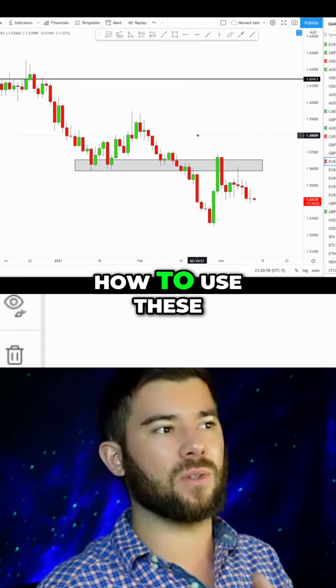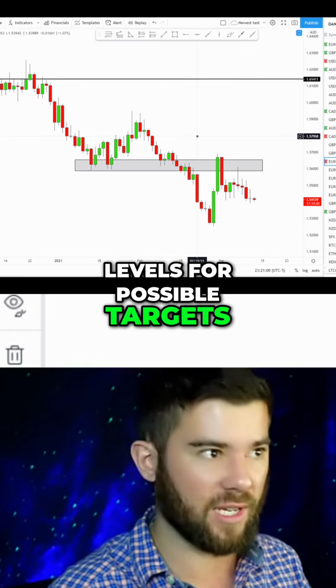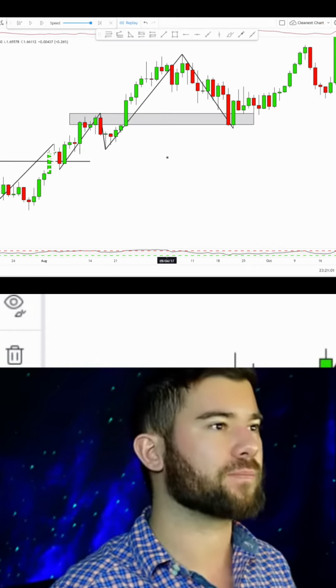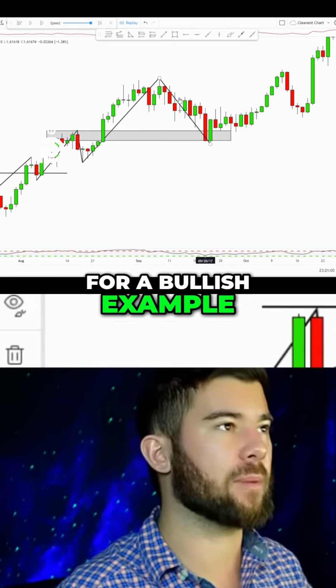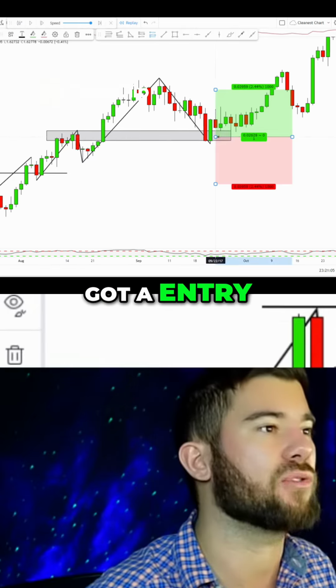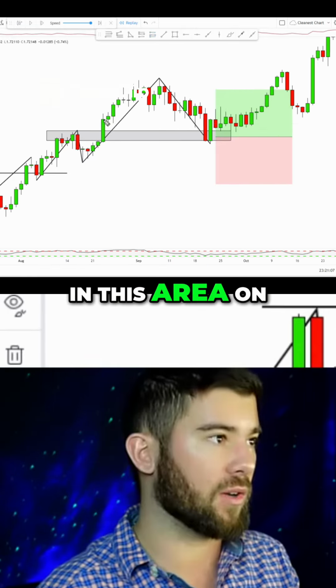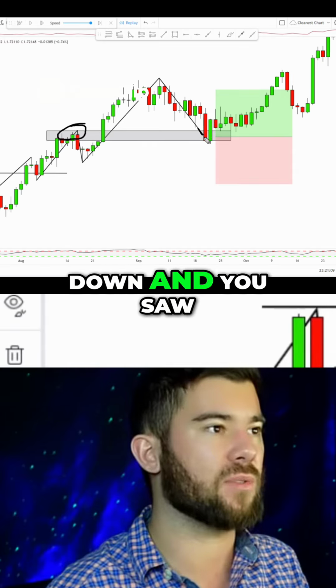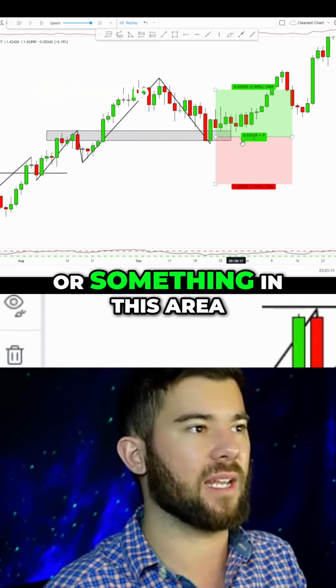Now let's talk about how to use these levels for possible targets. Let's go back to a bullish example. So for a bullish example of this, let's say that you got an entry in this area on a lower time frame. Let's say you dropped down and you saw a double bottom or something in this area.